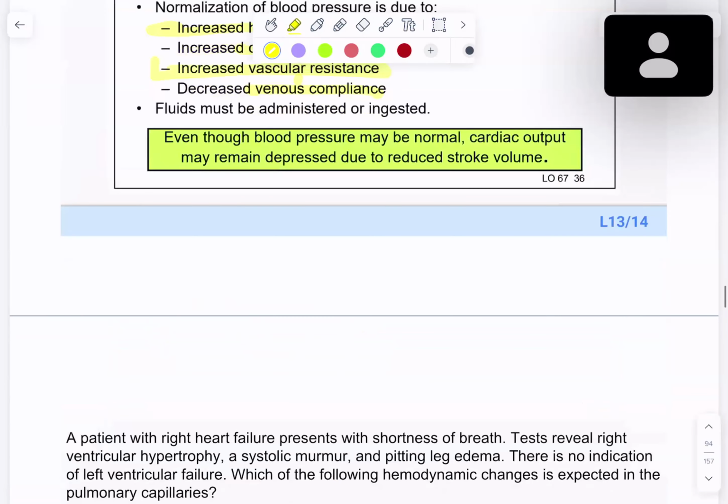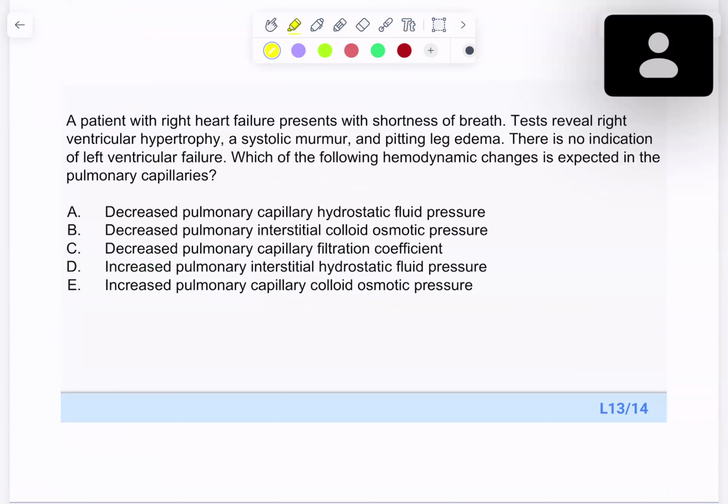Excellent. Let's move on. You have a patient with right-sided heart failure presenting with shortness of breath. Tests reveal right ventricular hypertrophy, a systolic murmur, and pitting leg edema. There is no indication of left ventricular failure. Which of the following hemodynamics changes is expected in the pulmonary capillaries? Now remember here that the patient has heart failure, which means the heart as a pump is failing.